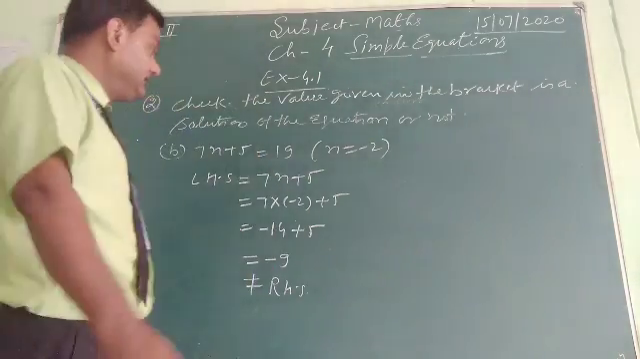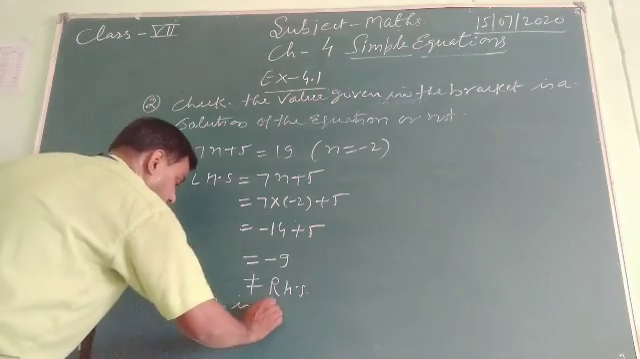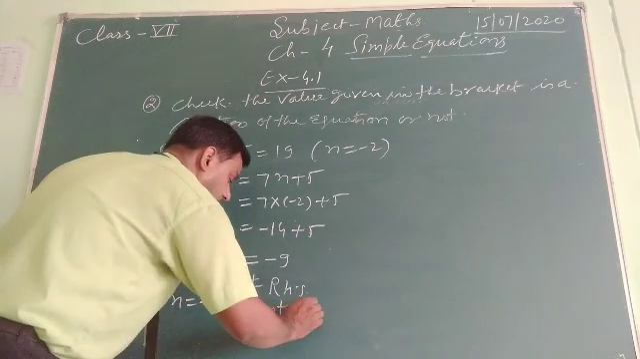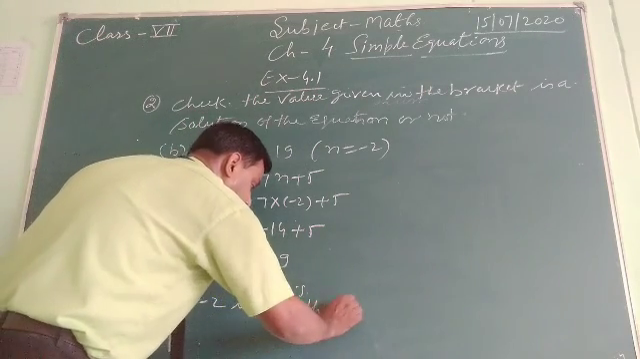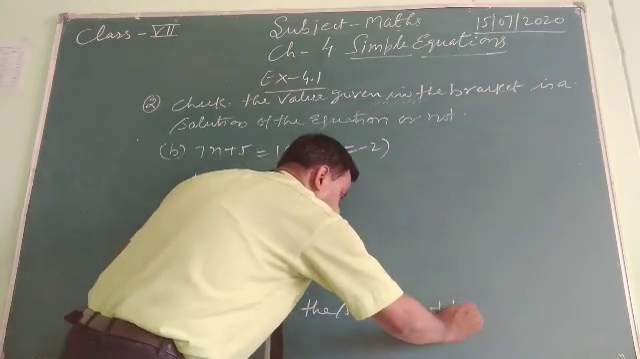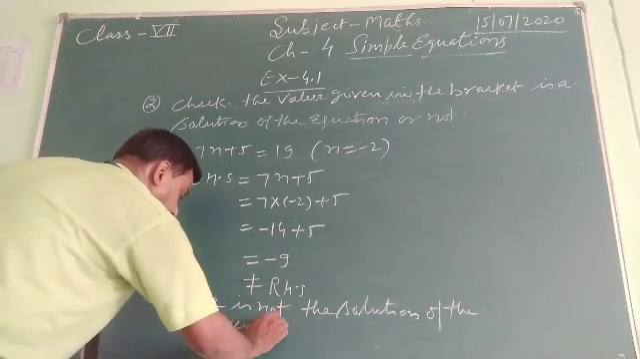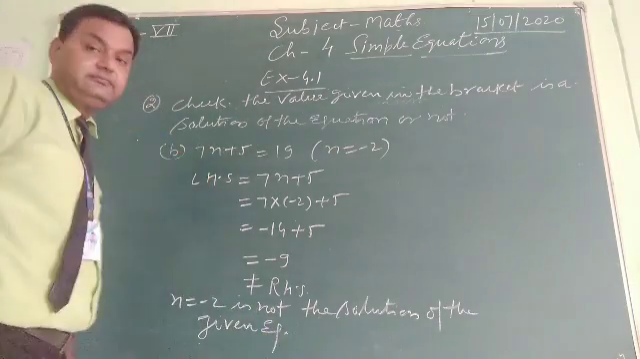It means n equal to minus 2 is not a solution of the given equation. Is this clear?